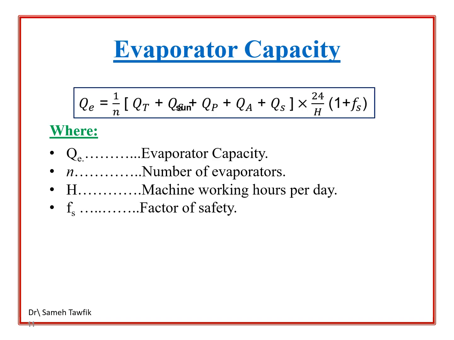Evaporator capacity. Finally, we will discuss the evaporator capacity, which is critical for system performance. The formula involves the evaporator capacity, the number of evaporators, machine working hours per day, and a safety factor. This calculation ensures that the system operates effectively and safely under varying conditions.